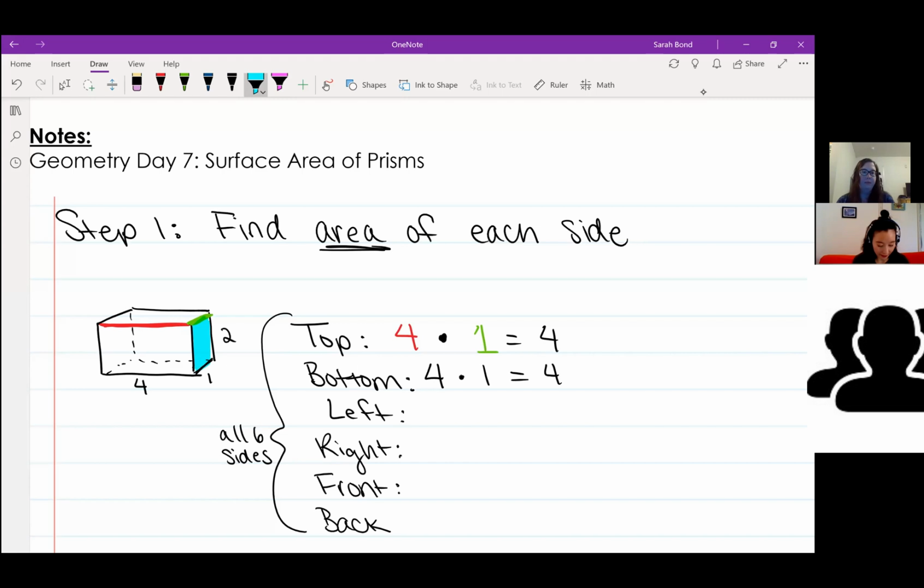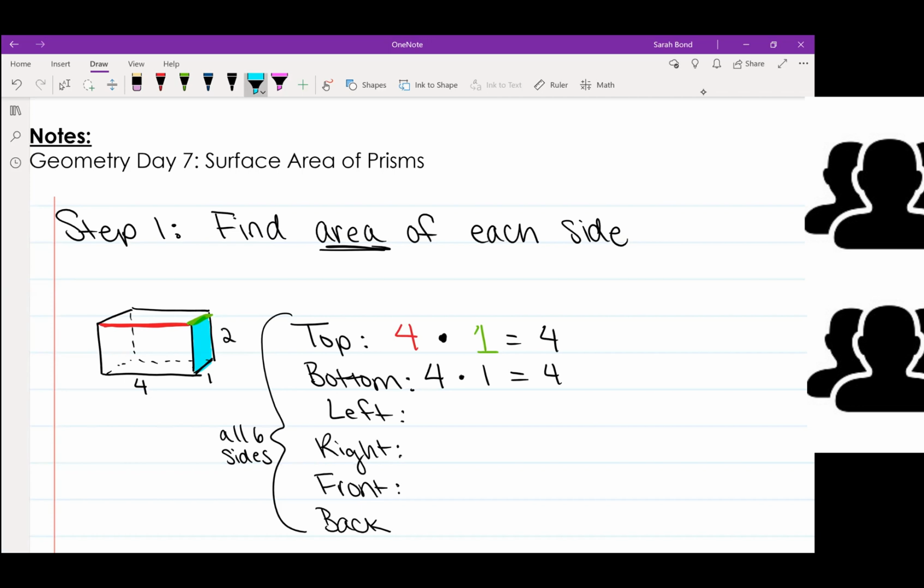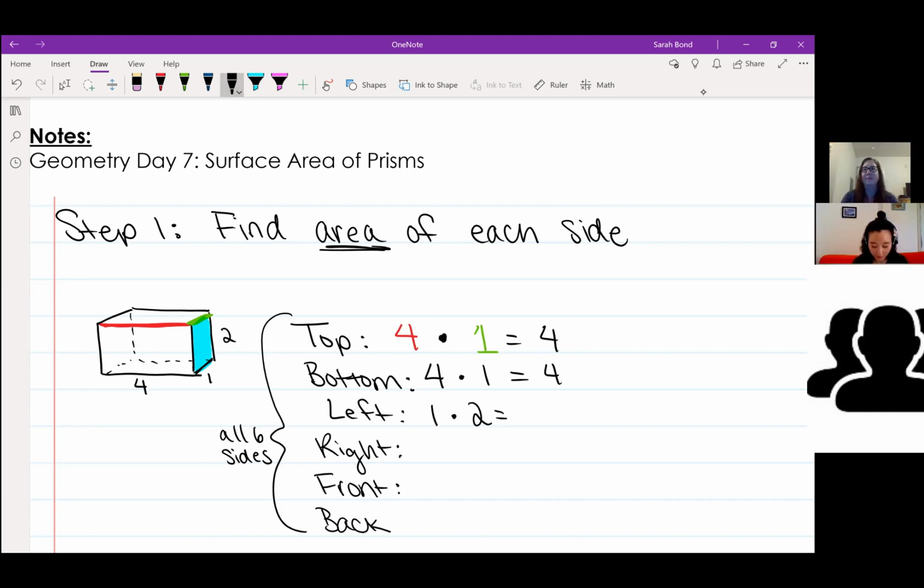The left and the right, I'll highlight it, are these sides. Think about that. How much area is that highlighted blue side? Nice, seeing so many peace signs. It is 2. So this is 1 times 2, which matches the right.